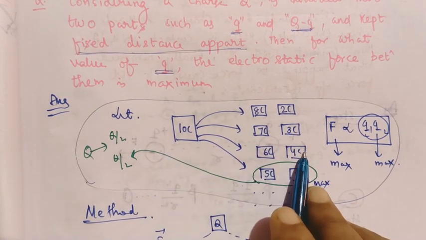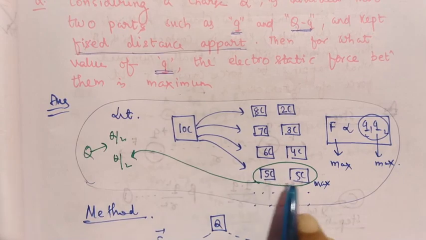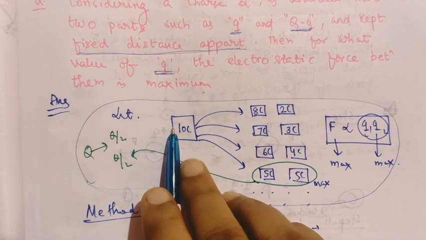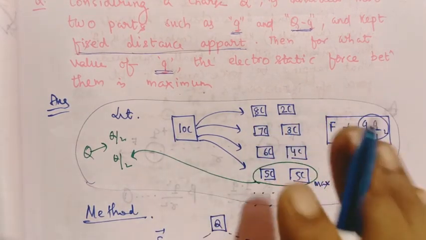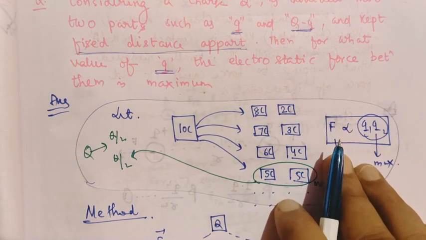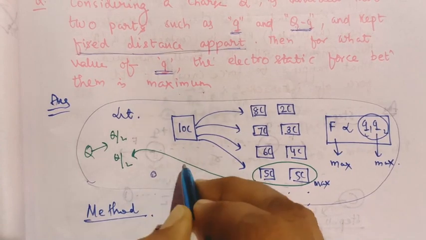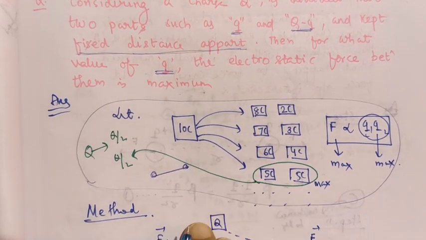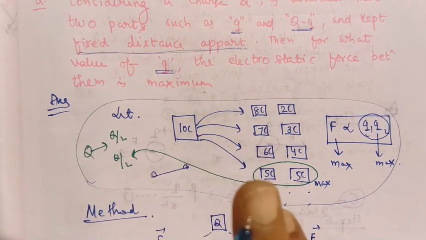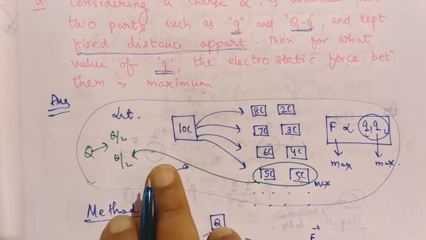6 coulomb and 4 coulomb, that is also 10 coulomb. 5 coulomb and 5 coulomb, that is also 10 coulomb. Another possibility is also there. So many possibilities are there. My question is, you keep these two charges at the same distance apart. You only have to calculate in which case the force is maximum.